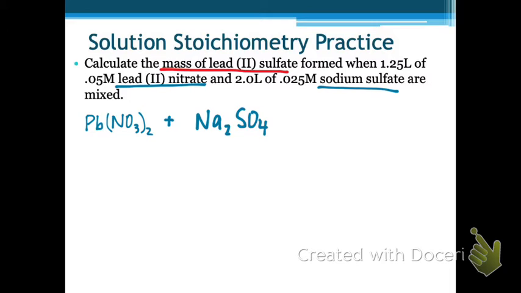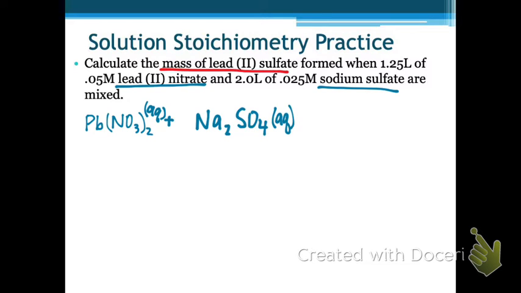Now let's look at our solubility rules and figure out, are both of these going to be aqueous? Yes, reactants have to be. Nitrates are soluble, so lead nitrate has to be aqueous. That's rule number 1. Number 2, sodium sulfate. Sodium is in group 1, not one of the exceptions for the sulfate. It actually works with both rule 2 and 4.